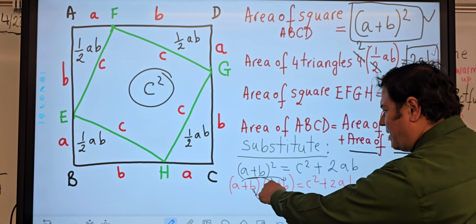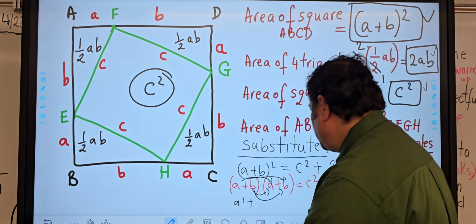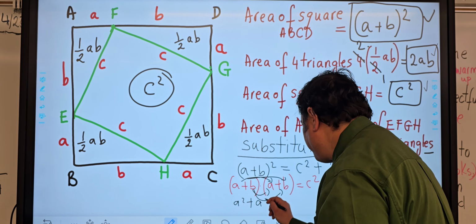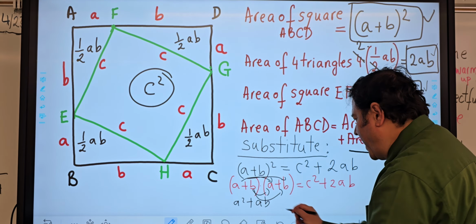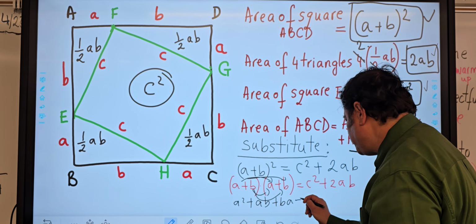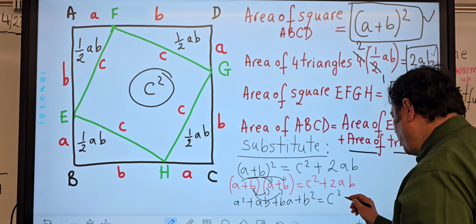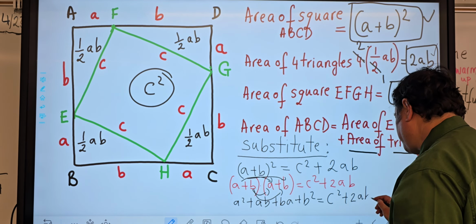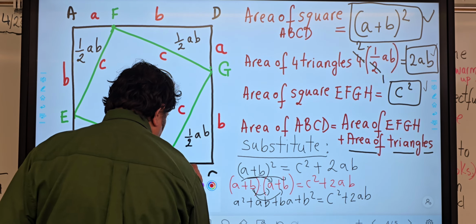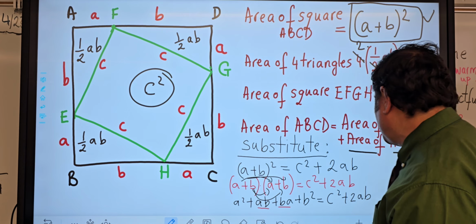So we get A times A becomes A squared. So we have A squared plus AB, and then plus BA, and then plus B squared equals C squared plus 2AB. And now if we look carefully here, we can see that AB and AB becomes 2AB.